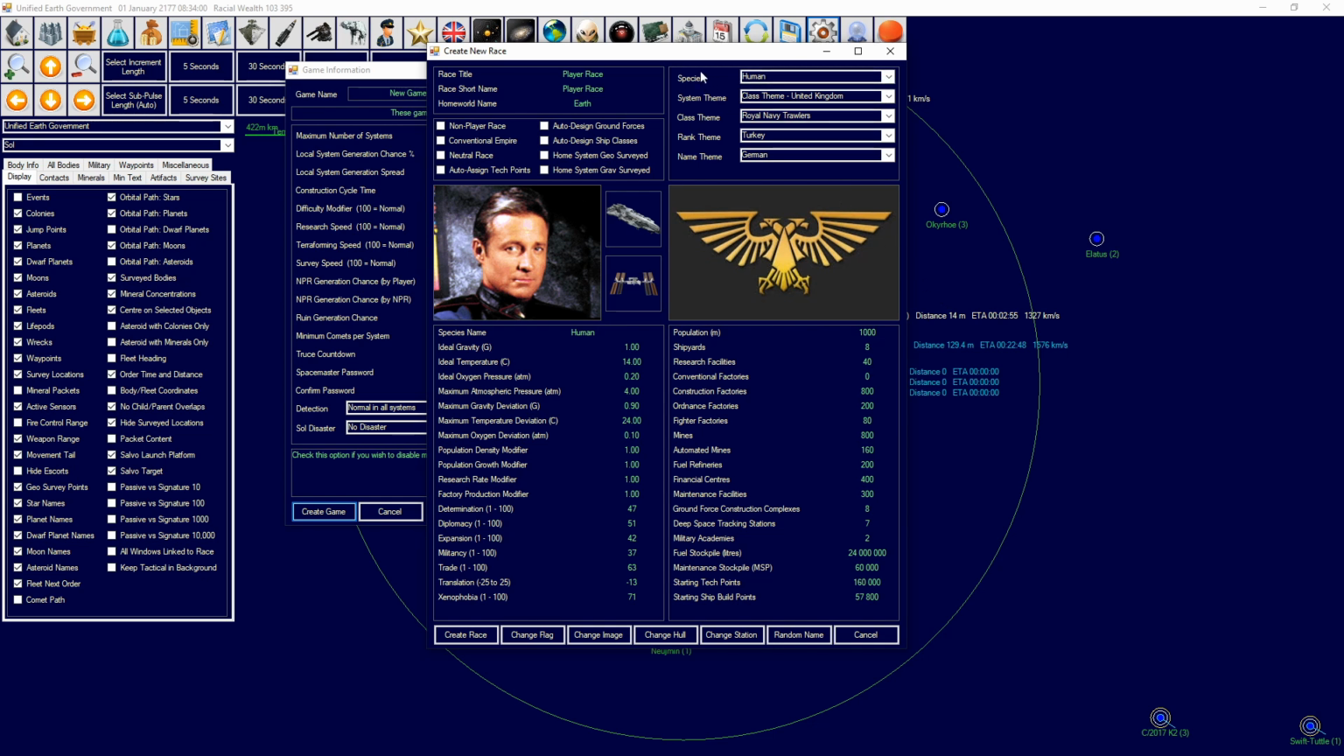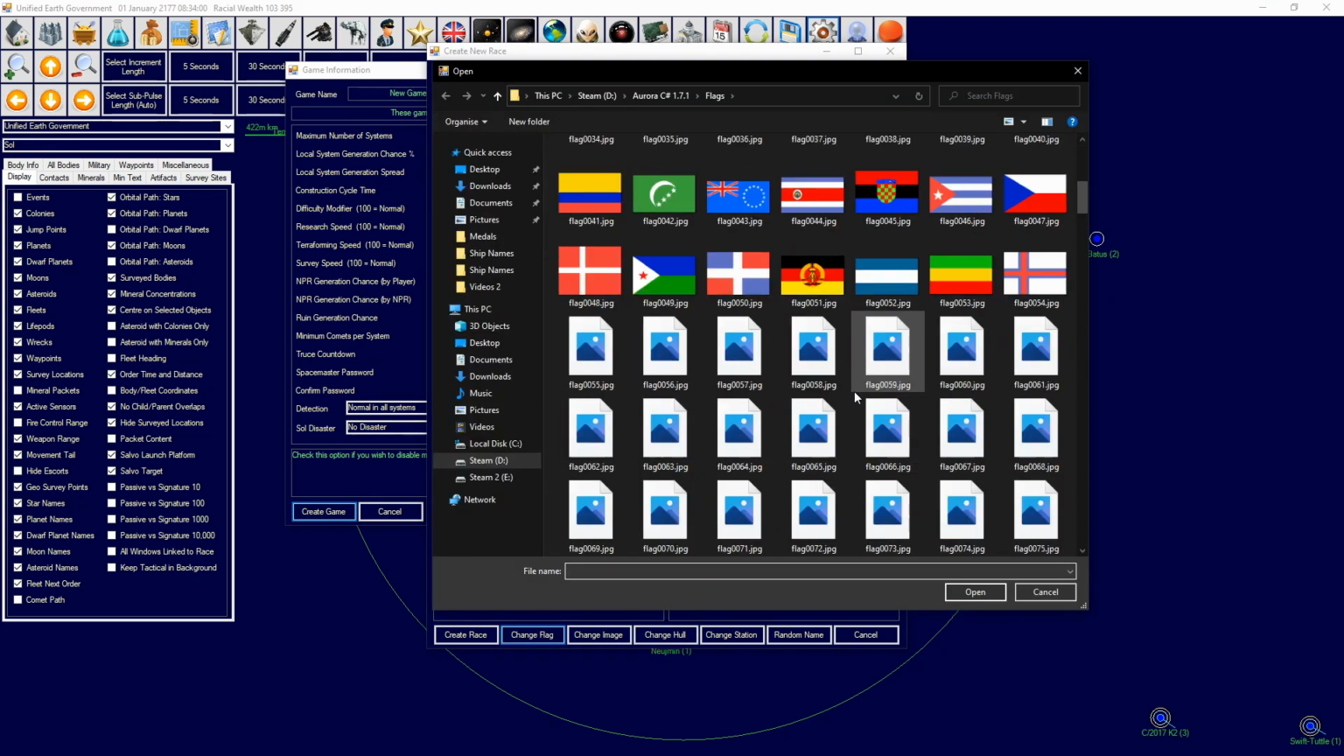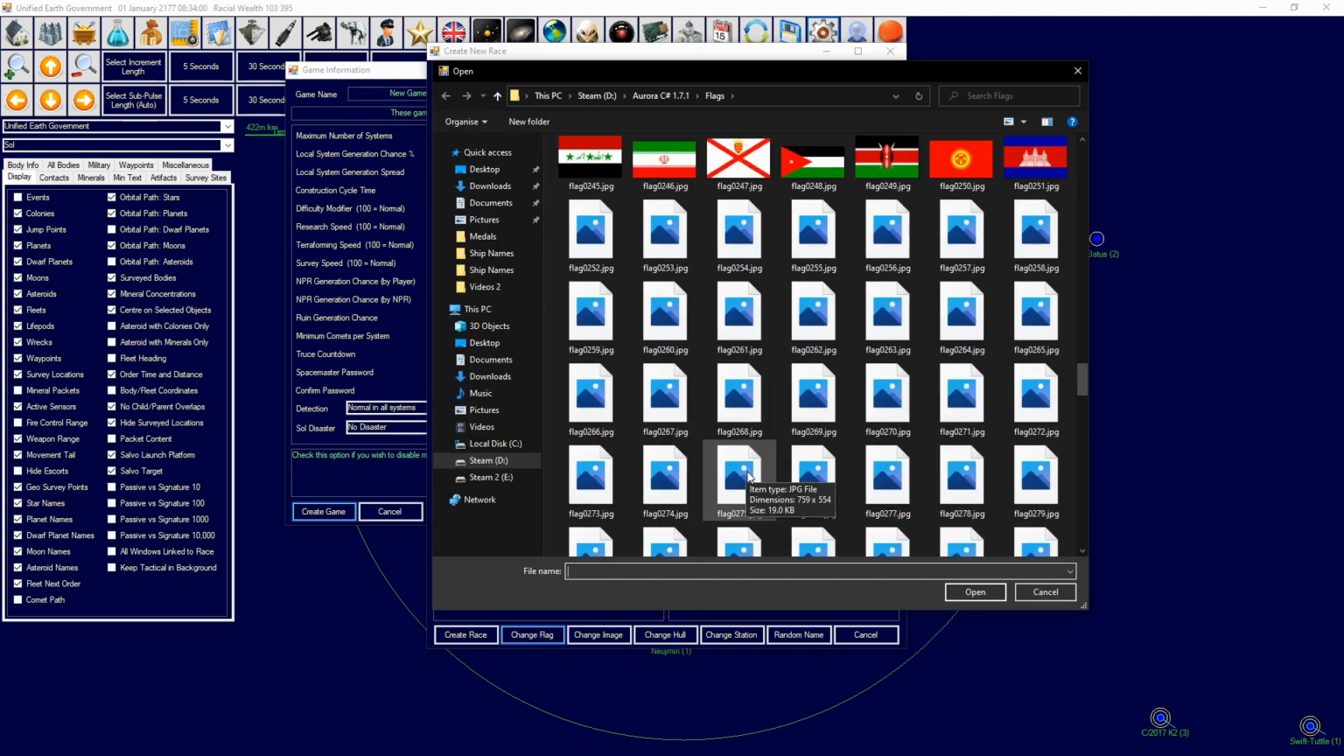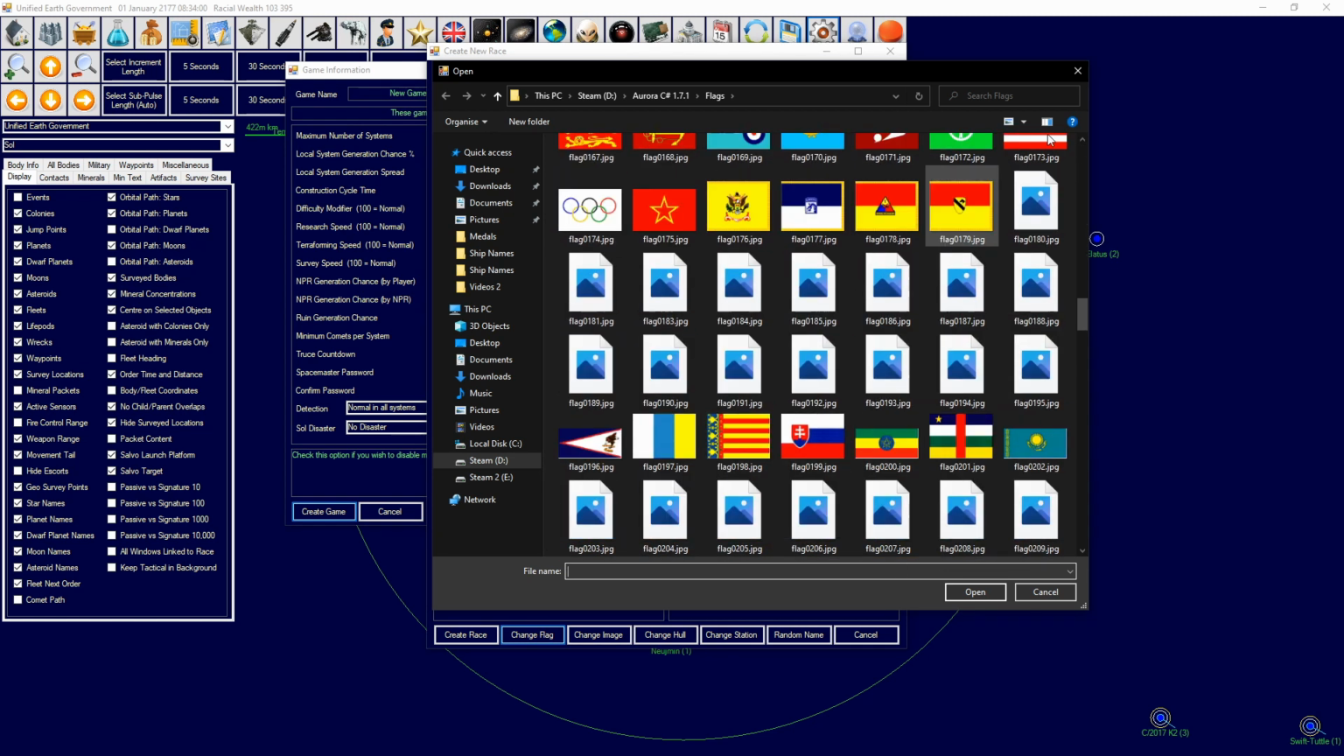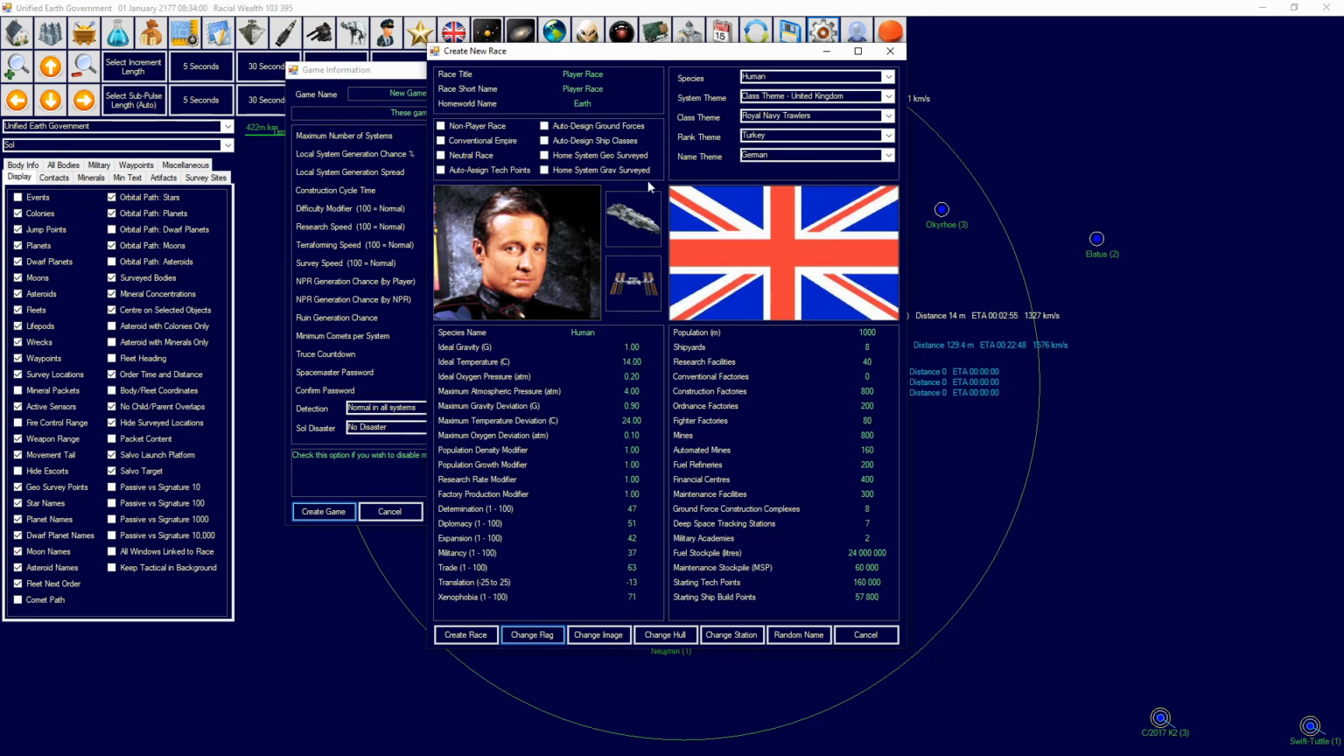Naming things: what your ship systems, classes, ranks and all that stuff are named. So whatever you feel is best. And then we have fuel stockpile, maintenance stockpile, starting tech points, and stuff that you can individually set. Below here, you can change the flags, what you use for your race. Okay. That has been all the starting settings for the beginning of the game.